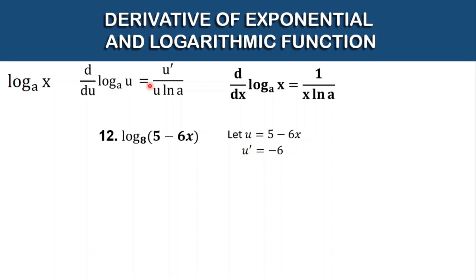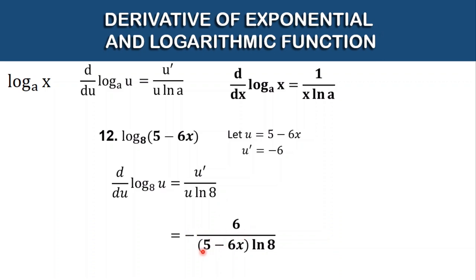And substitute natin to dun sa ating guide. So we have d over du of the logarithm of u with base 8. This is equivalent to u prime over u times ln 8. And by substitution, we are going to have negative 6 over the quantity 5 minus 6x times ln 8. So yung u prime natin dun sa itaas sa numerator, this is negative 6. So ito yung negative natin. So we have 6. Sa baba, yung u natin is the quantity 5 minus 6x. So ito siya. Then yung ln 8. So since hindi na naman natin ito masisimplify, this is our final answer.